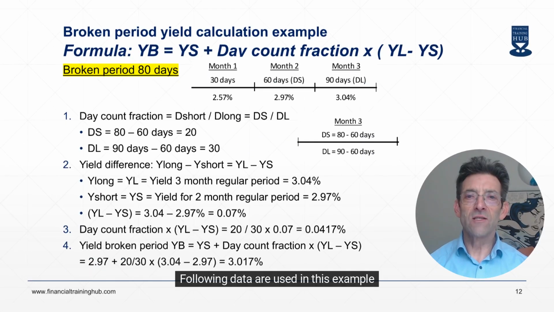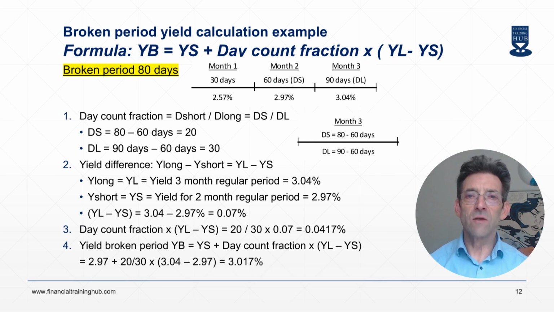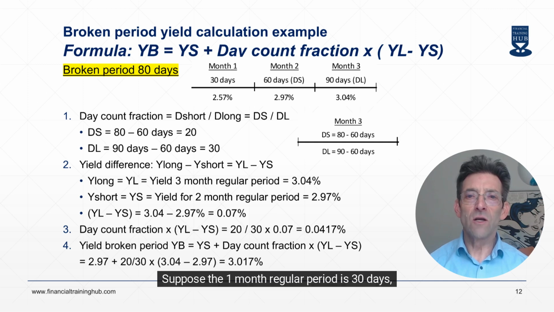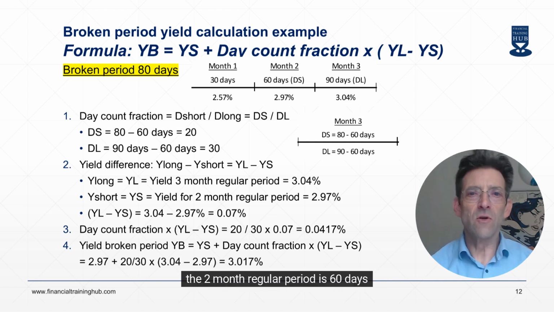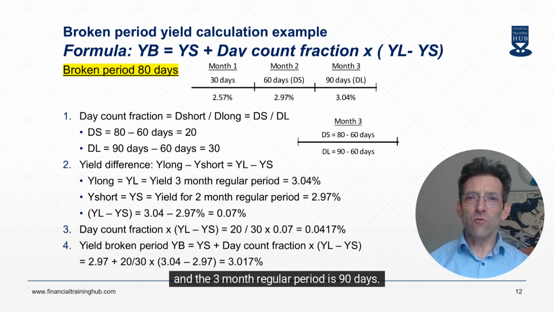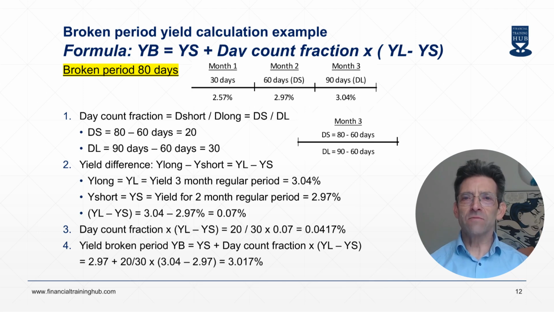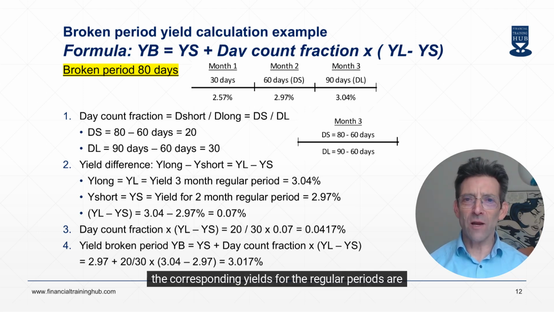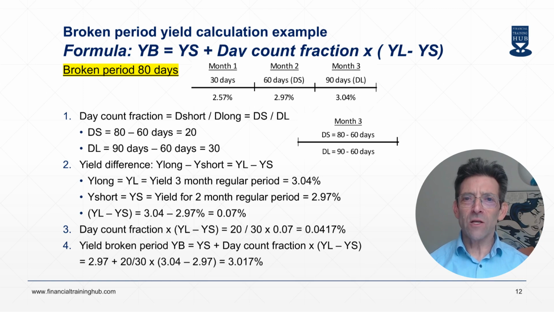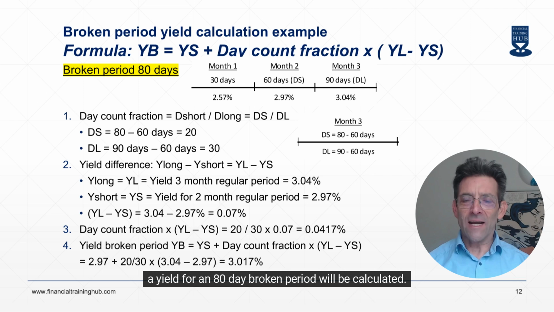The following data are used in this example to illustrate the calculation of a broken period yield. Suppose the 1-month regular period is 30 days, the 2-month regular period is 60 days, and the 3-month regular period is 90 days. Further, the corresponding yields for the regular periods are 2.57% for the 1 month, 2.97% for the 2 months, and 3.04% for the 3 months. In this example, a yield for an 80-day broken period will be calculated.